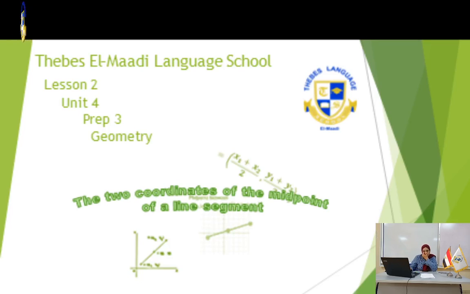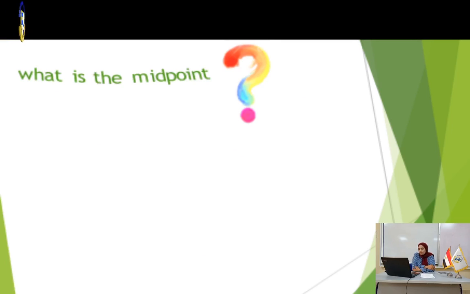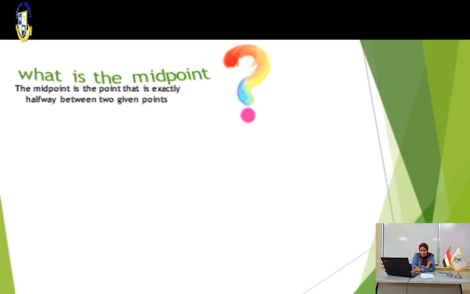Today we are going to explain lesson 2, unit 4, prep 3, geometry. Our lesson today is the coordinates of the midpoint of a line segment. Let's move to slide number 2. What is the midpoint? The midpoint is the point that is exactly halfway between two given points. The midpoint is the point which lies in the middle.